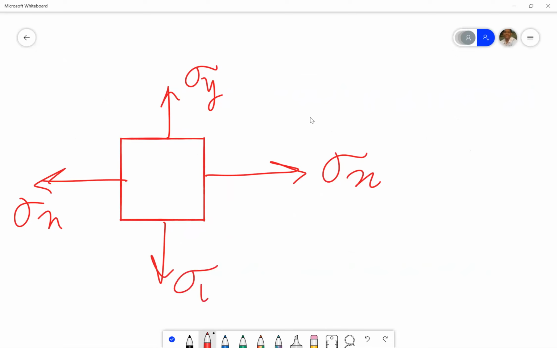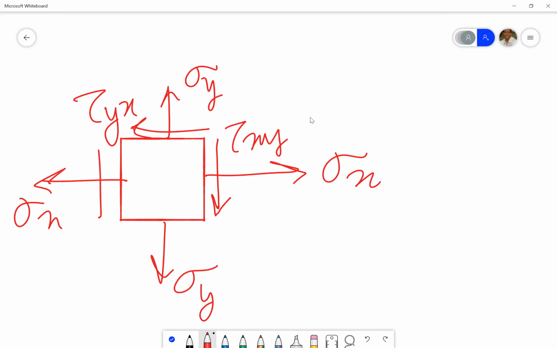So this is the stress condition, the plane stress condition. Since it is two-dimensional, one of the stresses is zero, that is the plane stress condition. And then there are the shear stresses also, that is tau xy, this is tau yx, and this is tau xy.